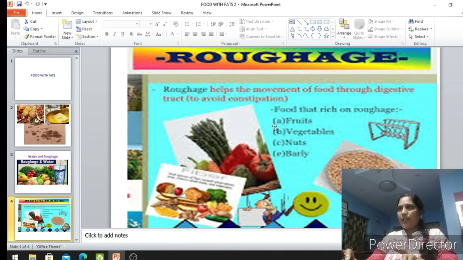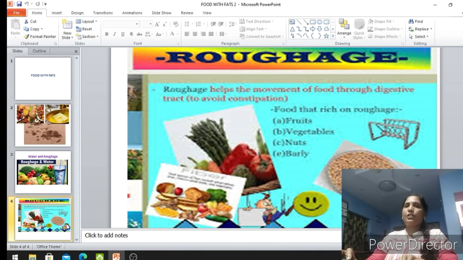So roughage is very important, helping for proper excretion, helping not to get constipation. And where it is present, when you know where it is present, then only you can consume the roughage, right? So roughage is present in food items like whole grains, all the grains, the food items made with grains contain roughage, and fresh fruits and vegetables have roughage. That's why these items are compulsory to be consumed in our diet.